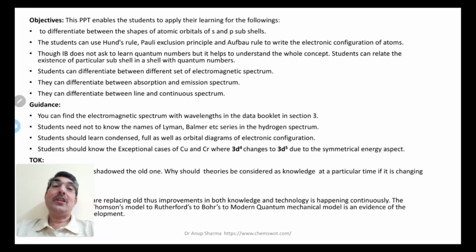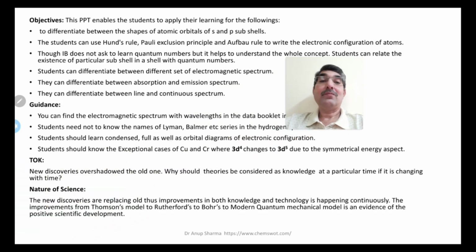What do you need to take care of during this subtopic? You can find the electromagnetic spectrum with wavelengths in the data booklet in section 3. Students need not know the names of the Lyman, Balmer, Paschen, etc. series in the hydrogen spectrum. Students should learn condensed, full as well as orbital diagrams of electronic configuration. You should also know the exceptional cases of copper and chromium while doing the electronic configuration.